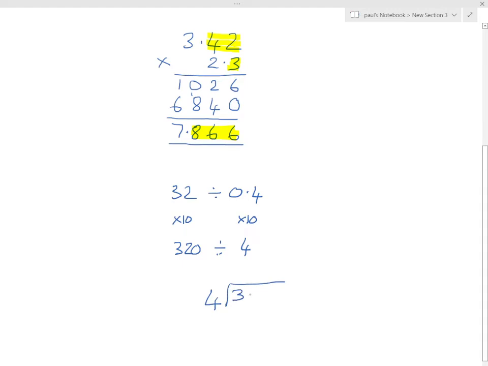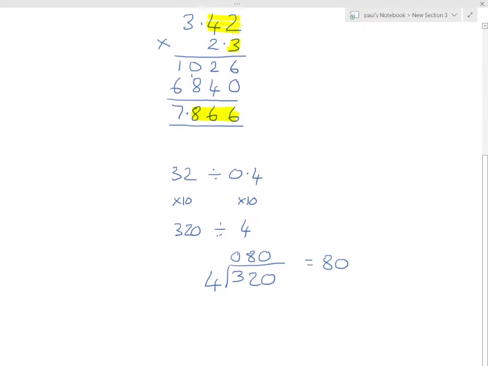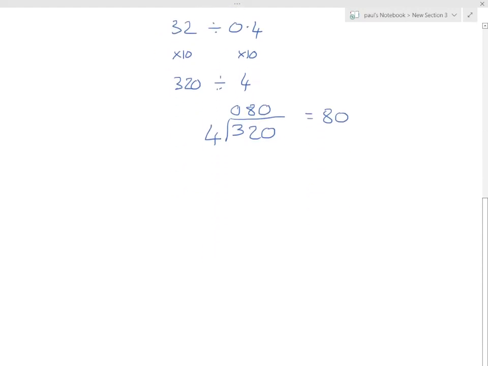So 320 divided by 4. 4 goes into 3, it doesn't go, so I'll put a 0 there anyway. 4 into 32 is 8. And don't forget the 0 at the end because of the number size. So that equals 80. So 32 divided by 0.4 is 80. So that's the decimals. We won't worry about bits left over just yet.